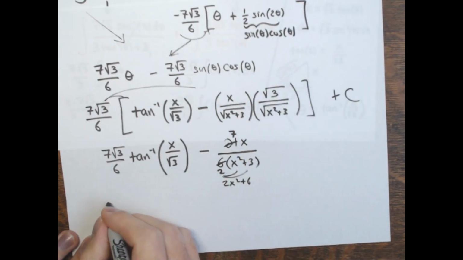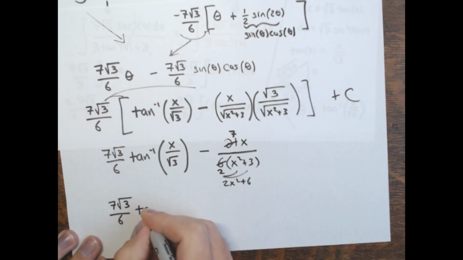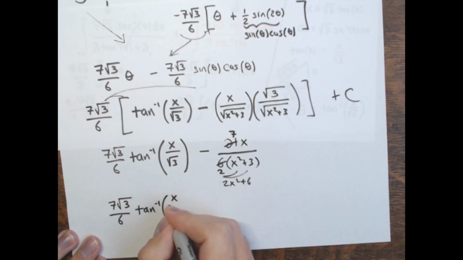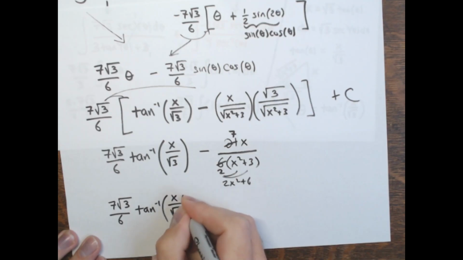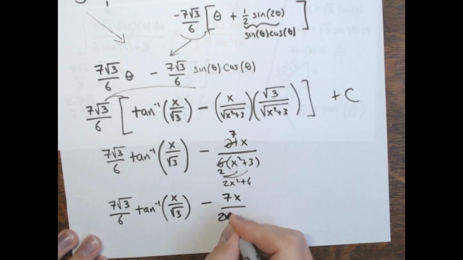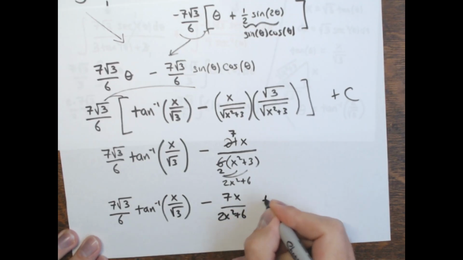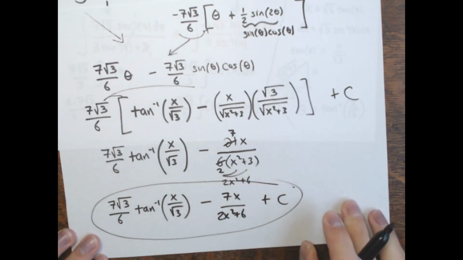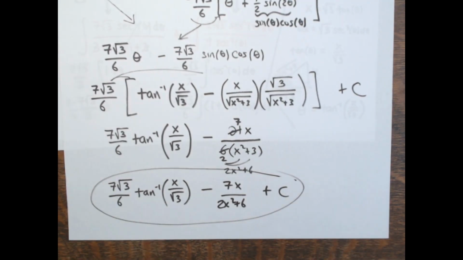So I'll just write this all up at the end. You got 7 root 3 over 6 times the inverse tangent, or the arctangent, of x over the square root of 3, then minus, and then 7x over 2x squared plus 6, and then, of course, plus some constant at the end. There's our integral.